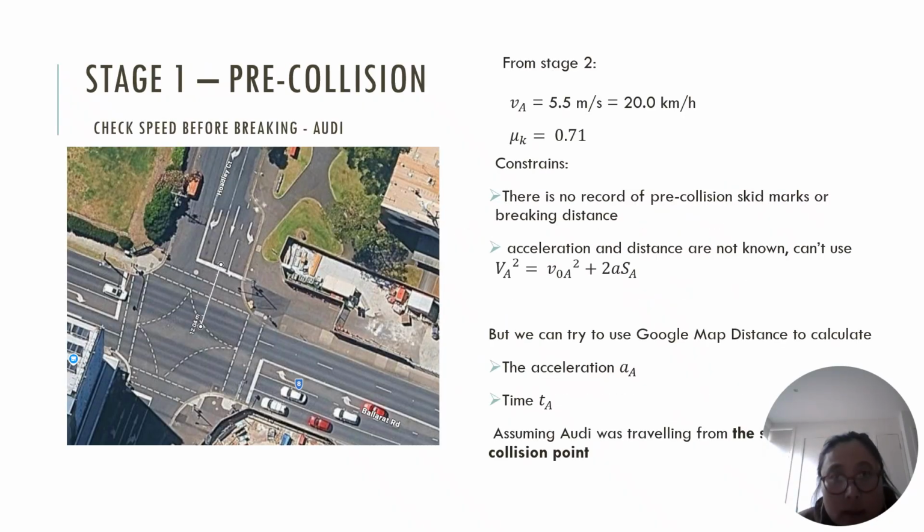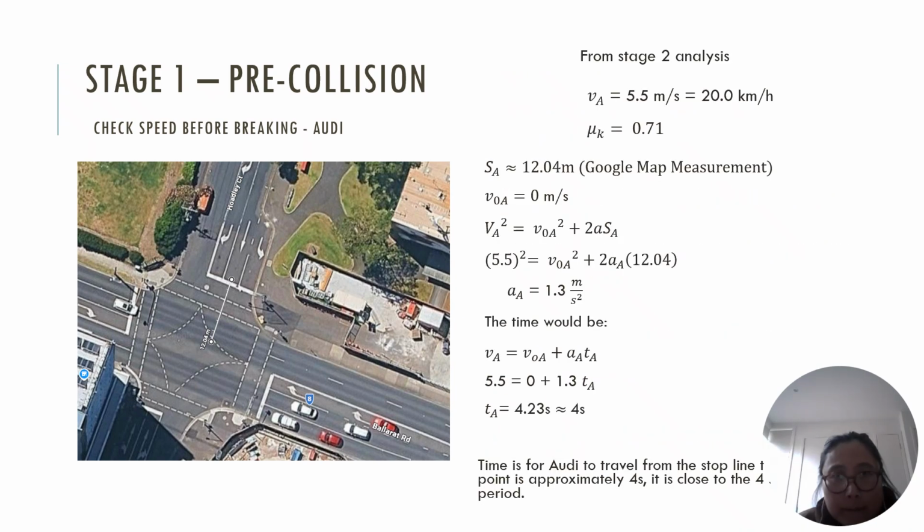Now let's check the speed before braking for the Audi. We can see there's no record of any pre-collision skid marks for braking distance. But we can use Google Maps to calculate the acceleration for the Audi and the time the Audi took. The time for the Audi to travel from the stop line to the collision point is approximately 6 seconds. It is close to the 4 second amber light.